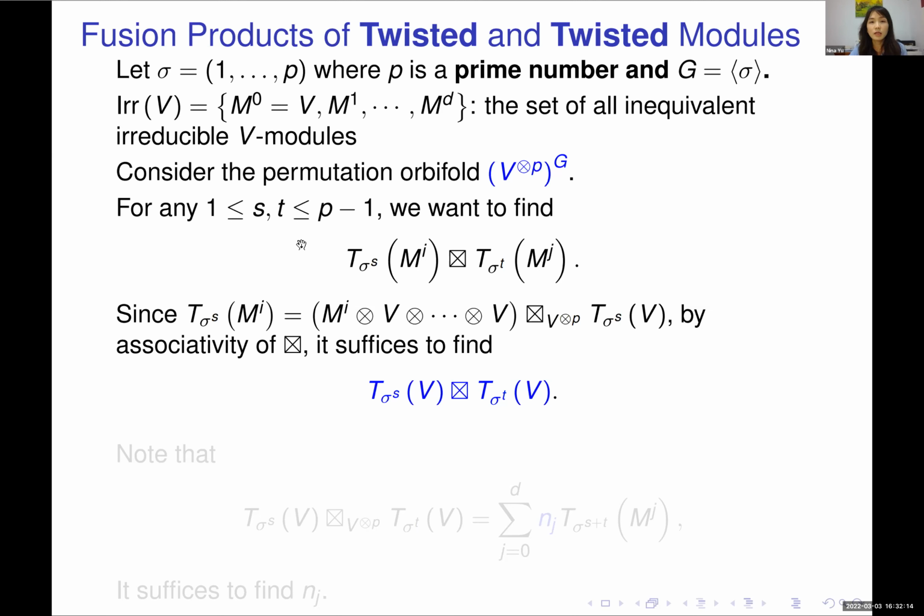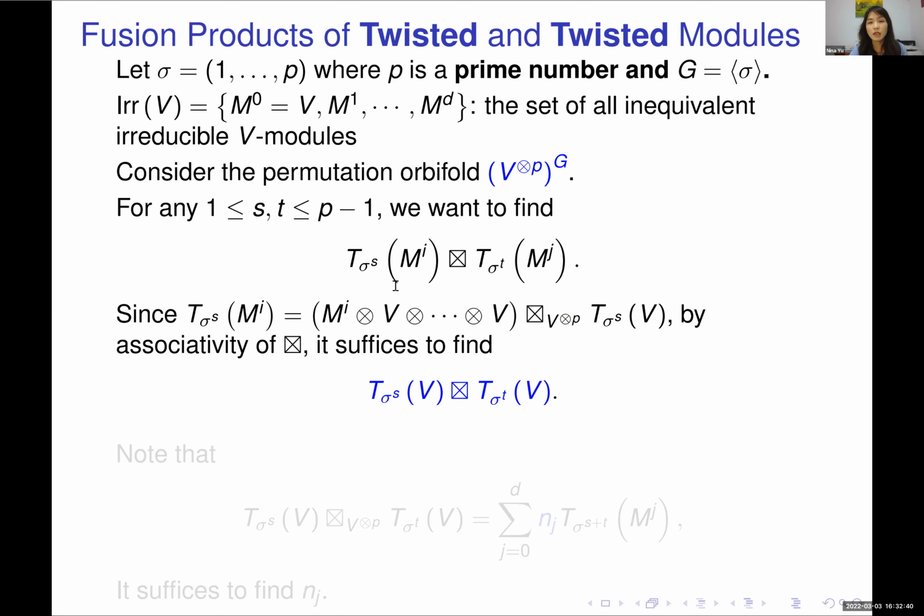Now we want to consider the fusion product of twisted and twisted modules. Because any sigma is still a cycle, any twisted module can be written in this form. This Mi and Mj are just some irreducible V modules. So basically we want to find out a formula for the fusion product of the twisted modules here. So this is our goal.